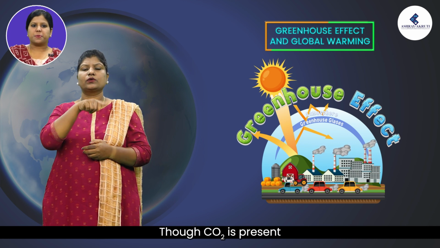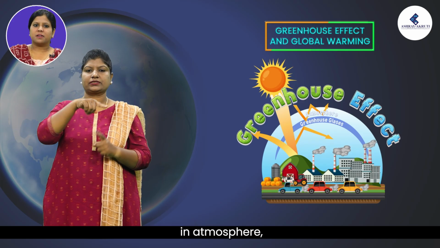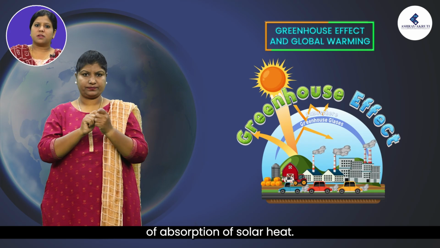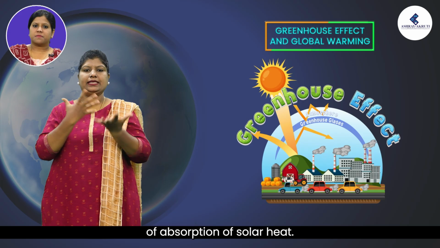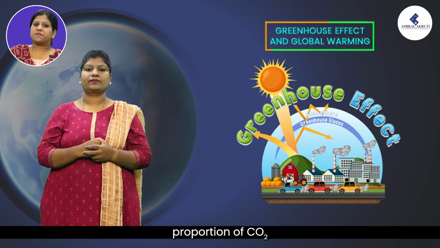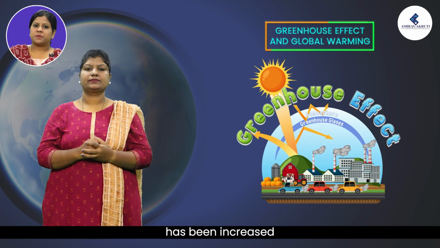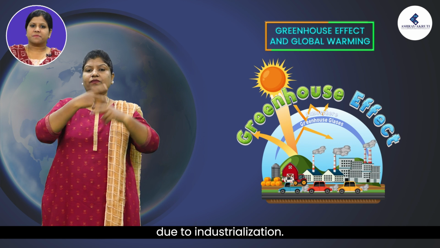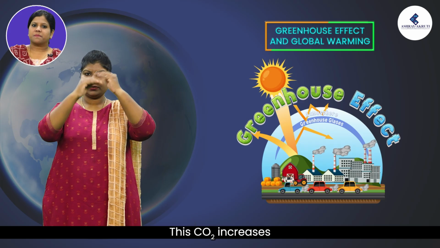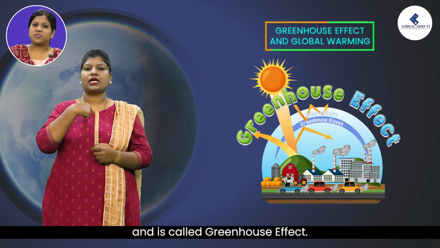Though CO2 is present in very less quantity in the atmosphere, it plays very important role of absorption of solar heat. Over the last 100 years, proportion of CO2 has been increased due to industrialization. This CO2 increases the earth's temperature and is called greenhouse effect.